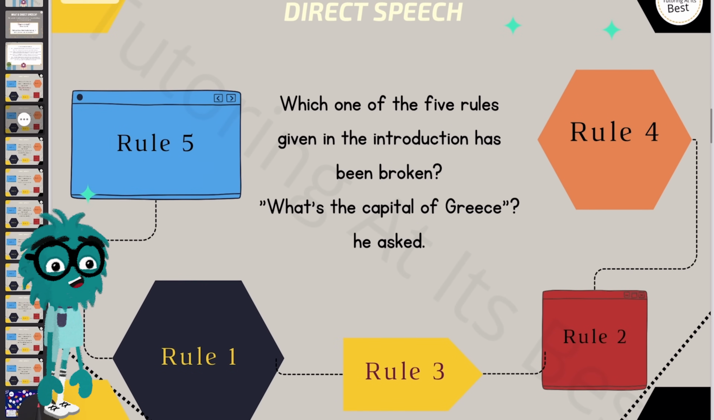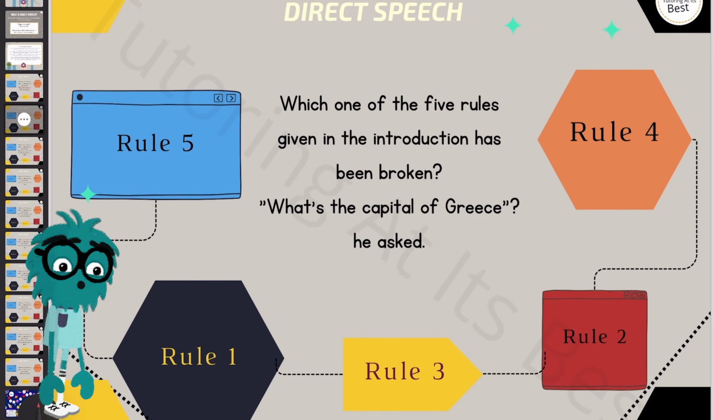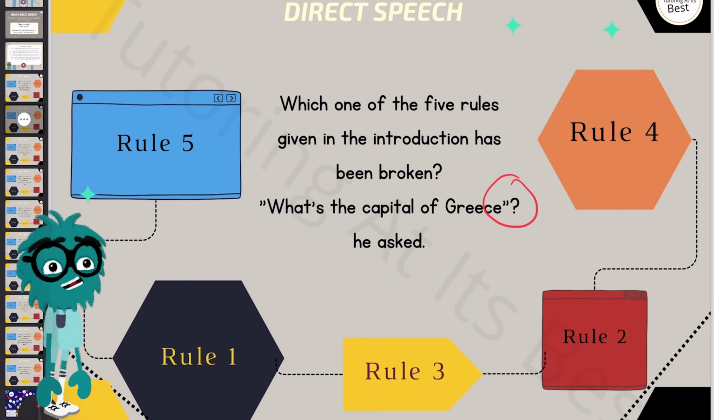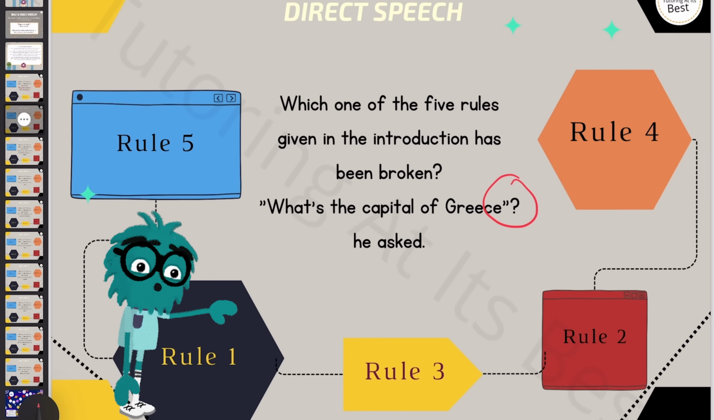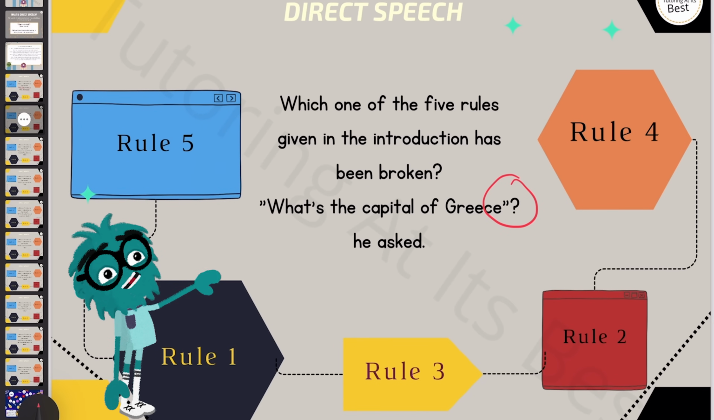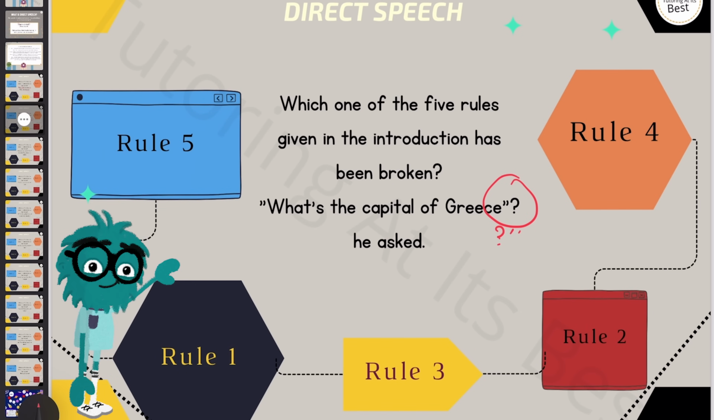Over to the next question. "What's the capital of Greece?" he asked. So if you remember, we always must enclose a comma, a full stop, a question mark, or an exclamation mark at the end of the direct speech, but inside the closing inverted commas. So again, it should have been question mark and then our inverted comma.